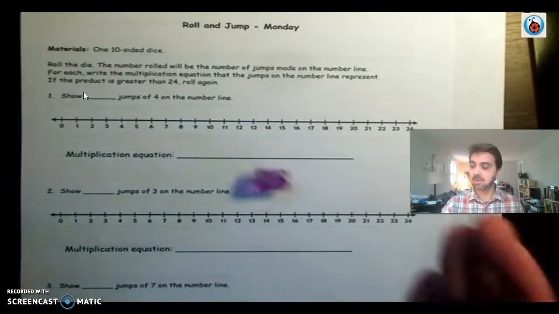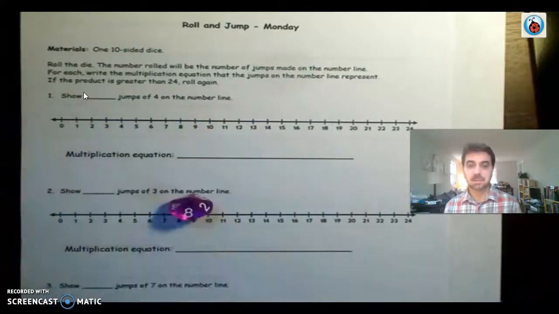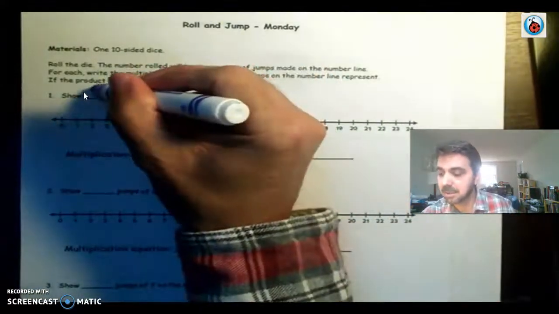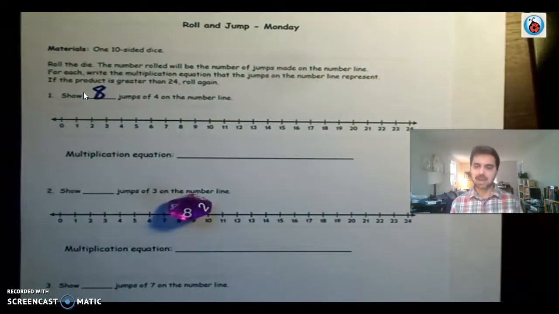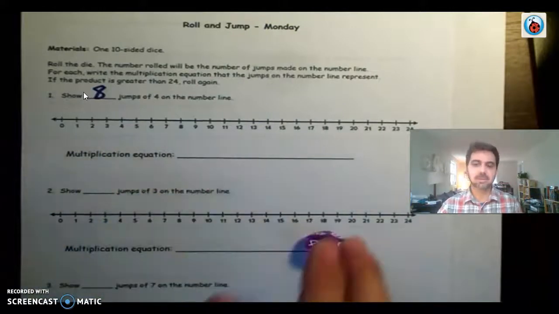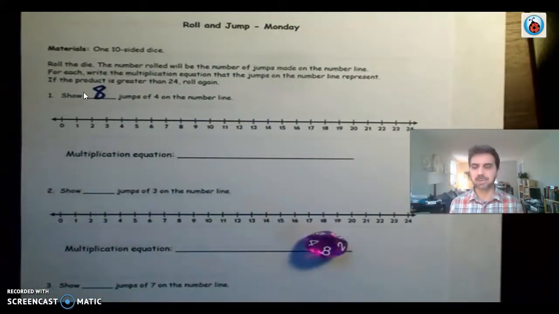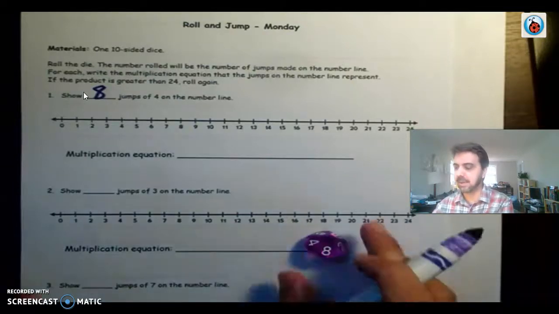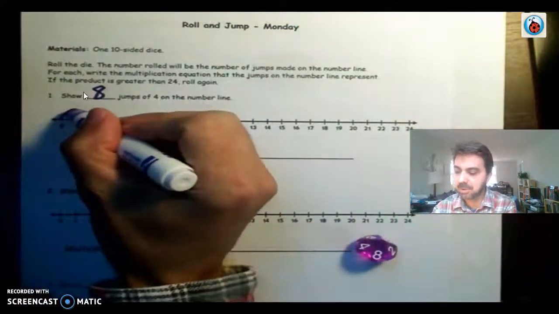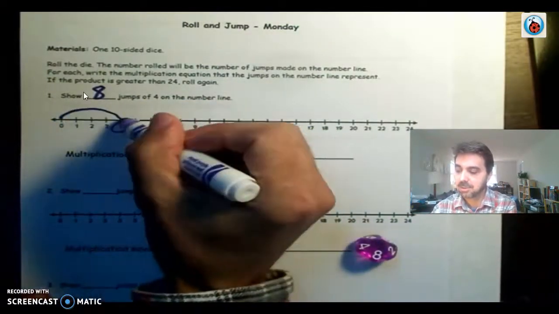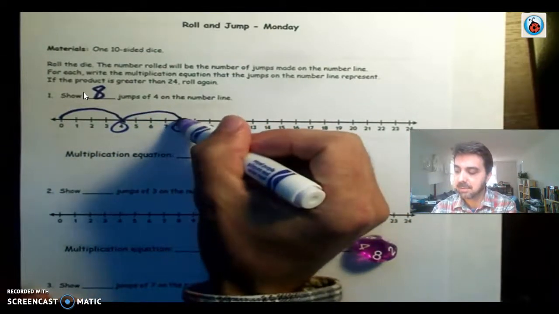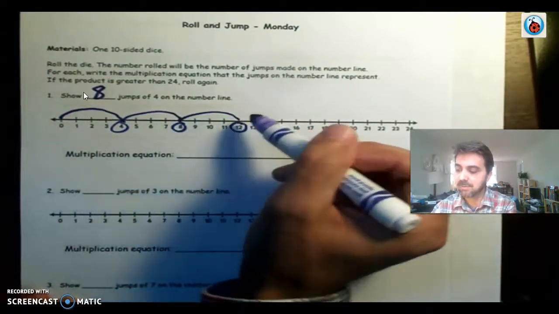So here I go. I'm going to roll. Okay, so I got an 8. So I'm going to put down 8. It says show, and you can copy this one down, or you can wait till the next, you can do your own. Just don't do this one, I'm just showing you how to do it, okay? It says show 8 jumps of 4 on the number line. Okay, so think about this, 8 jumps of 4. So this is like Frankie, right? He jumps 4 feet. So here's 1 jump of 4. Here's 2 jumps of 4, so that's 8. Another jump of 4 gets me to 12.